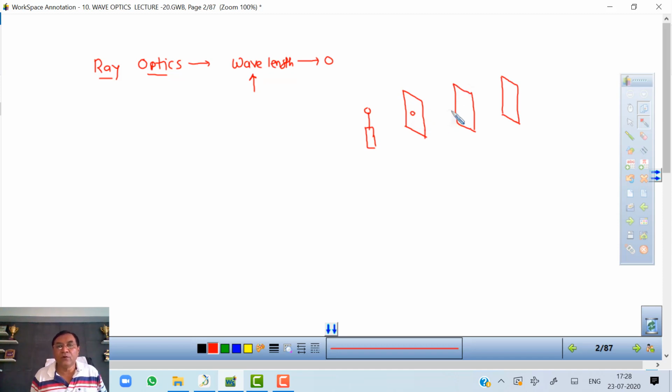And there are holes. If these holes are in a line, then we can see this light here. And when the postcard is displaced, you can't see the light. So that is, the light travels in a straight path. That is ray optics.